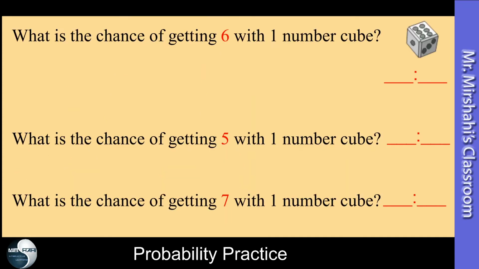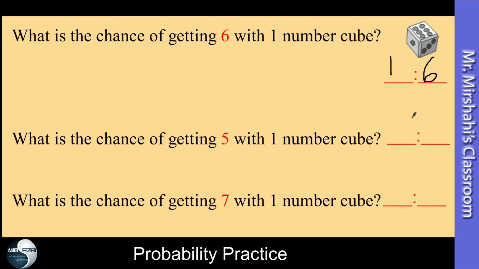Let's move on to the next. You're looking at number cubes, dice. If you have only one number cube, a normal one, what is the chance of getting 6 with that? Well, the answer is simple because there are 6 different numbers. 6 is one of those, so the answer is 1 in 6.